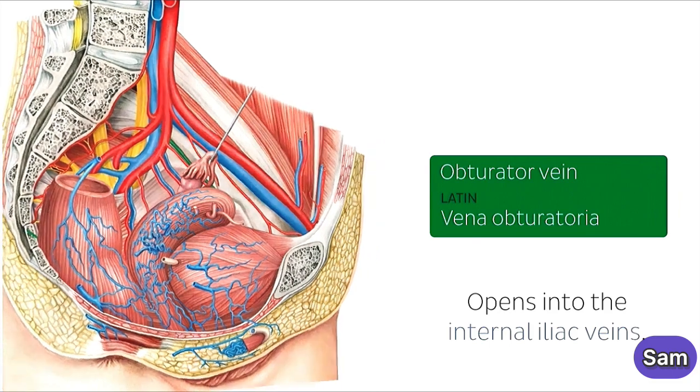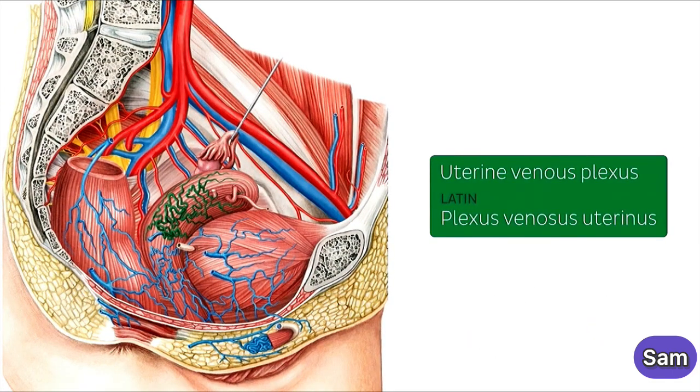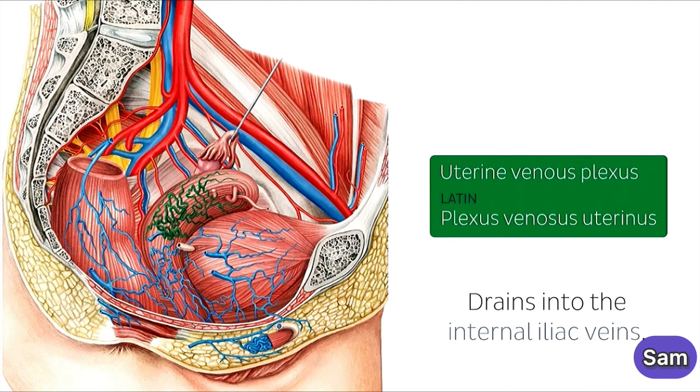The network of veins that make up the uterine venous plexus is found between the two layers of the broad ligament of the uterus. The uterine venous plexus drains the blood from the uterus into the internal iliac veins via the uterine veins. The uterine venous plexus also anastomoses with the vaginal and ovarian venous plexuses. Here we can see the uterine venous plexus surrounding the uterus.